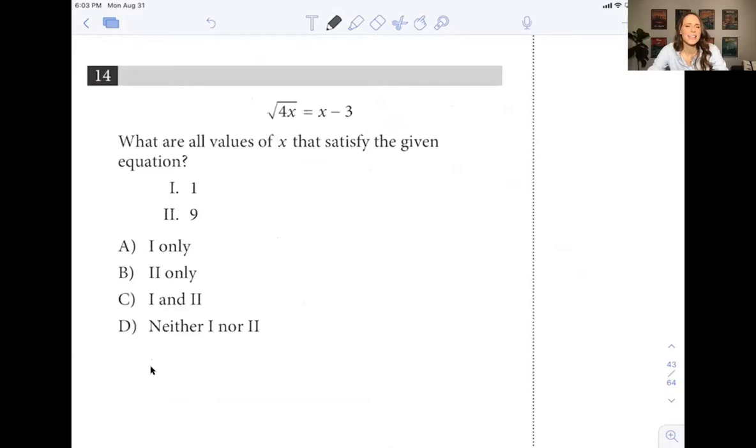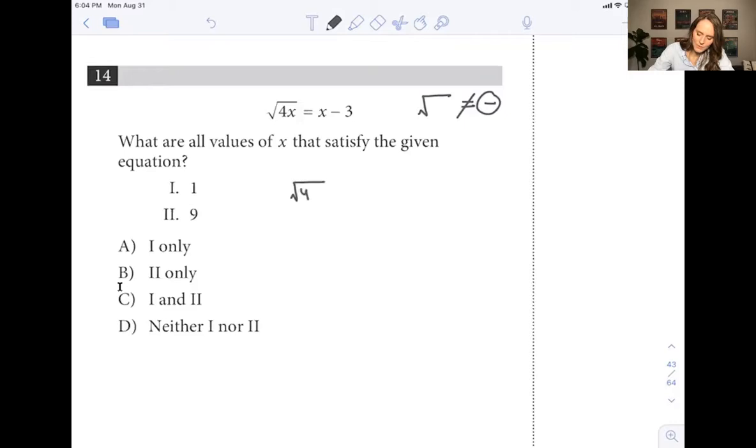So on the SAT, it's super important whenever you see radicals, especially square roots or even roots, to watch out for the domain. You never want a square root equal to a negative. We do not want that. So we're going to start by just plugging in our answers. We don't actually have to solve the equation because they already give us the possible solutions, so we just need to check them. So let's plug in that 1.